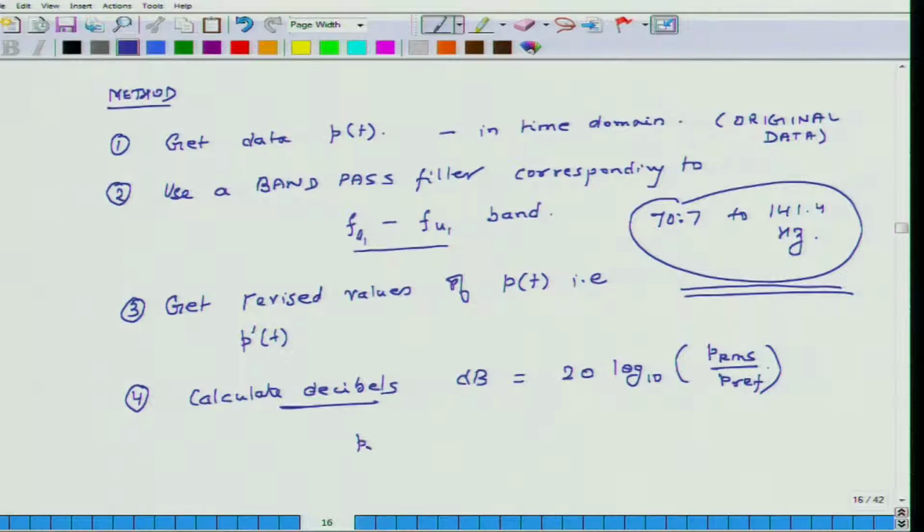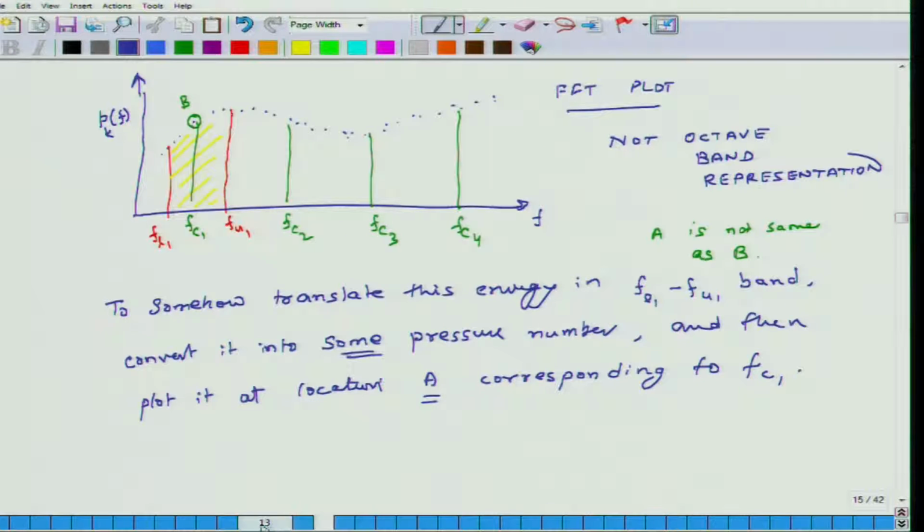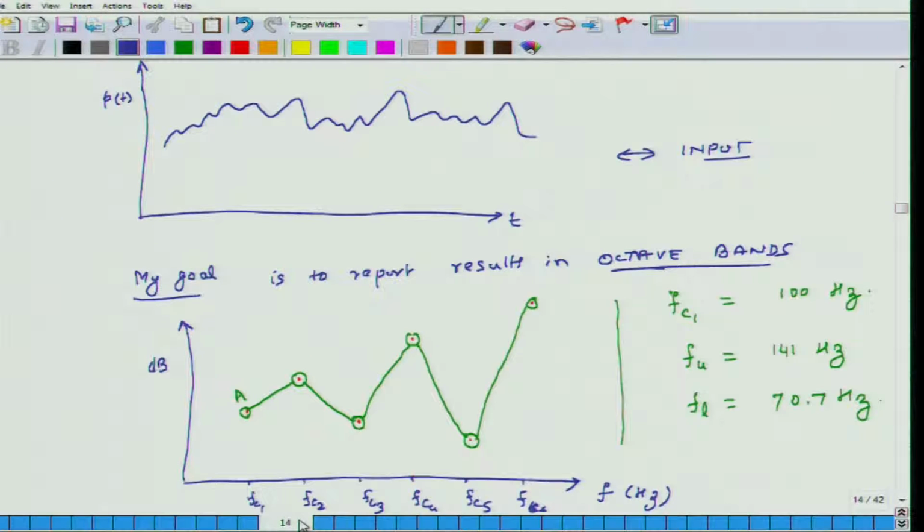So this P_RMS is from this revised data. This is from the revised data. So you get this dB. So this gives you this value, A. So here you are putting in decibels, so here you get this A.